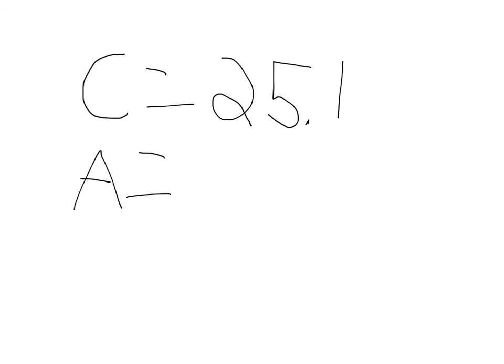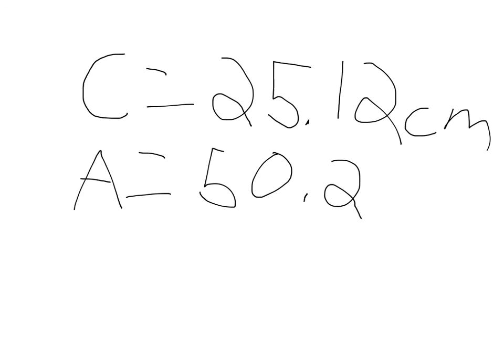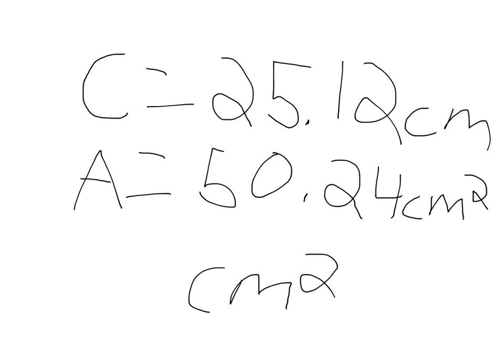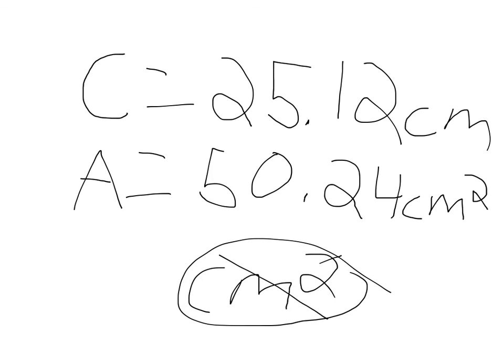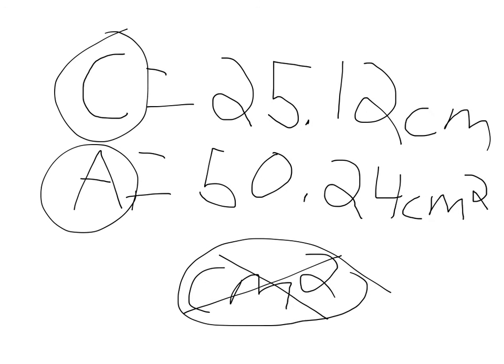The circumference of that circle was 25.12 centimeters, and the area was 50.24 centimeters squared. You have to put that centimeters squared there, or else on every single test your teacher gives you, it will be considered wrong. So you need to put centimeters squared on the area, and just centimeters on the circumference. So thank you for watching, and goodbye.